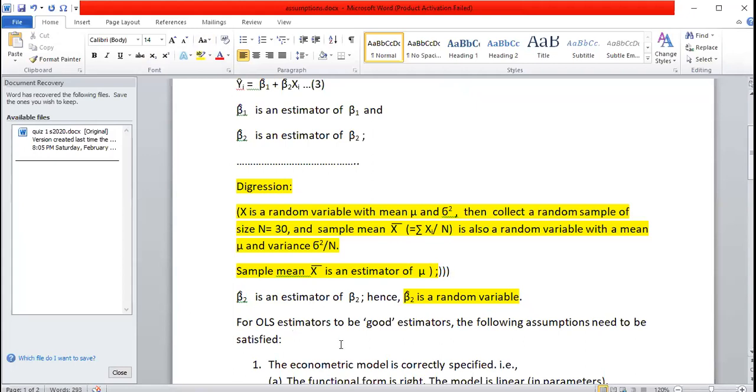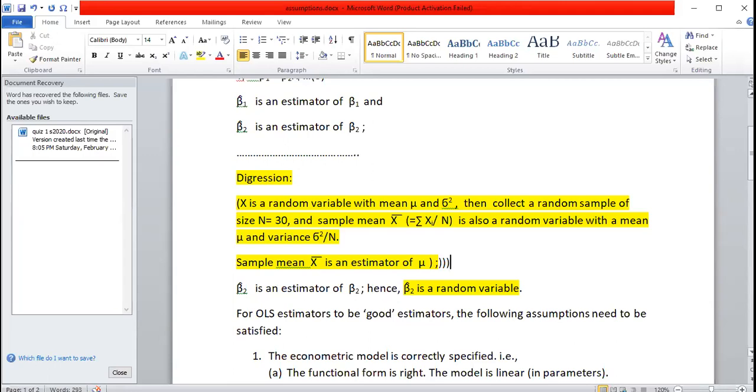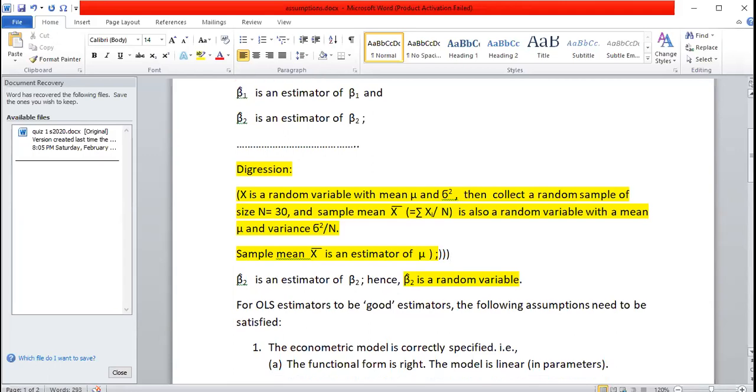Now, is beta 2 hat a good estimator of beta 2? That is the question at hand. So we are focusing on beta 2 hat. You could do it on beta 1 hat, but beta 2 hat is more important than beta 1 hat. So we are focusing on beta 2 hat. Is beta 2 hat a good estimator of beta 2? That's a valid question. Good, quote unquote. And what does it mean? What good means, we will let you know in a while.